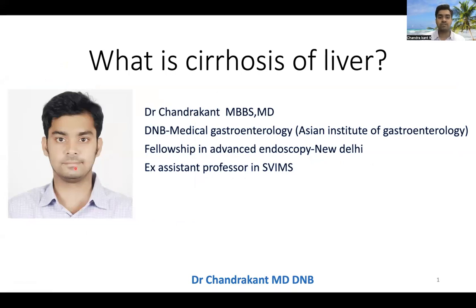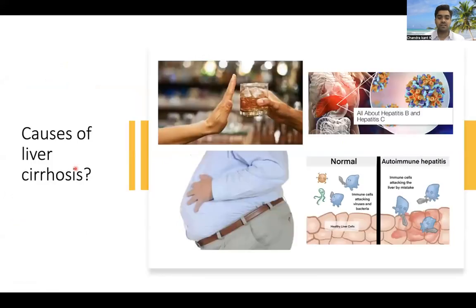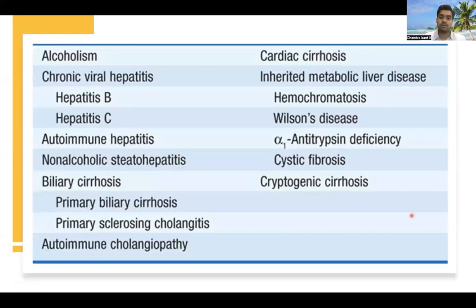So what is cirrhosis of liver? So what are the causes of liver cirrhosis? Excess consumption of alcohol, obesity, that is grade 2 and 3 or morbid obesity, chronic infection with hepatitis B and C viruses, and autoimmune hepatitis, where the immunity attacks the liver parenchyma to cause chronic hepatitis and liver damage. These are the most common causes.